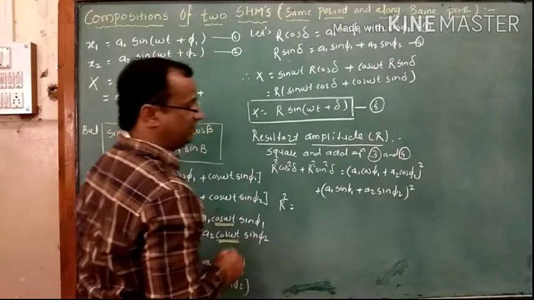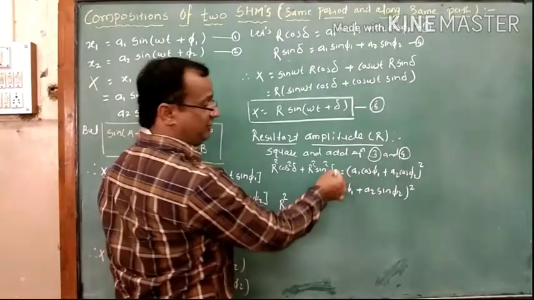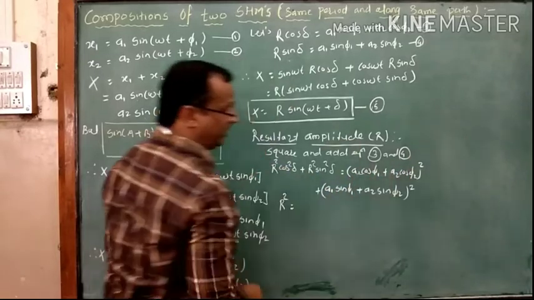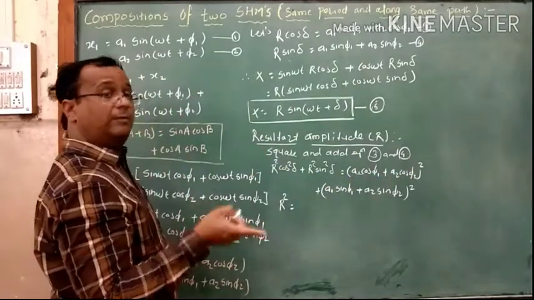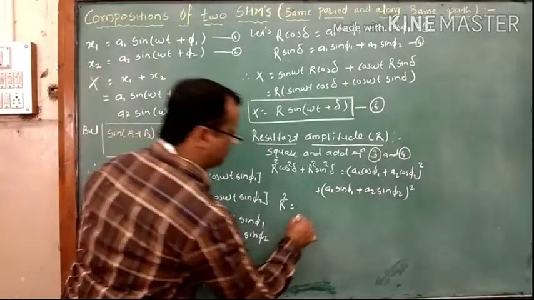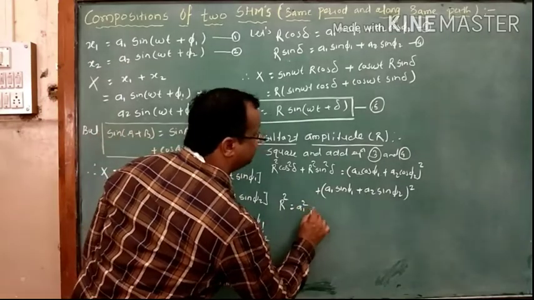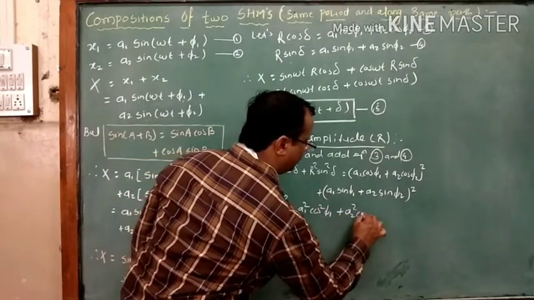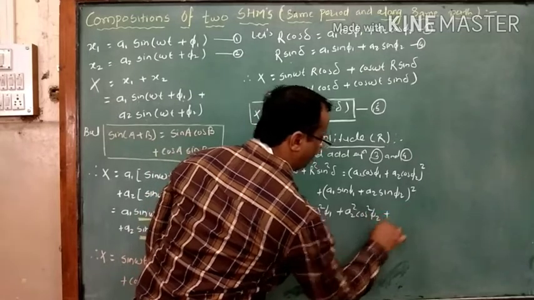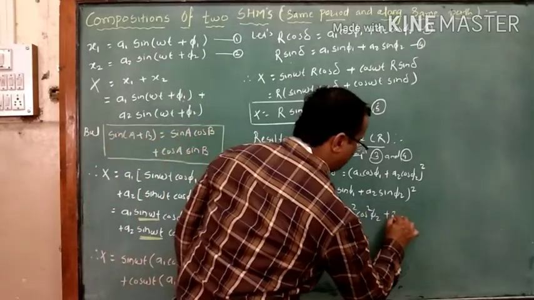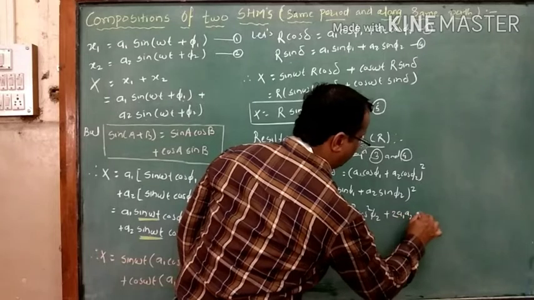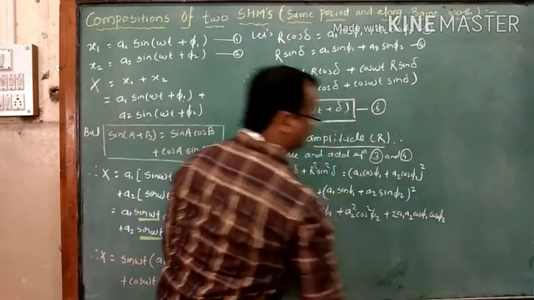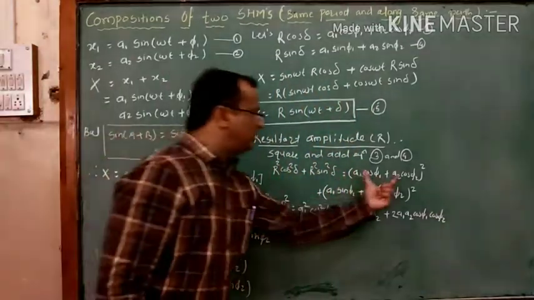Now we want to expand this. Treat this as a plus b bracket square, so we get a square plus b square plus 2ab. So we get A1 square cos square phi 1 plus A2 square cos square phi 2, and the third term is 2 A1 A2 cos phi 1 cos phi 2. This is the first bracket.